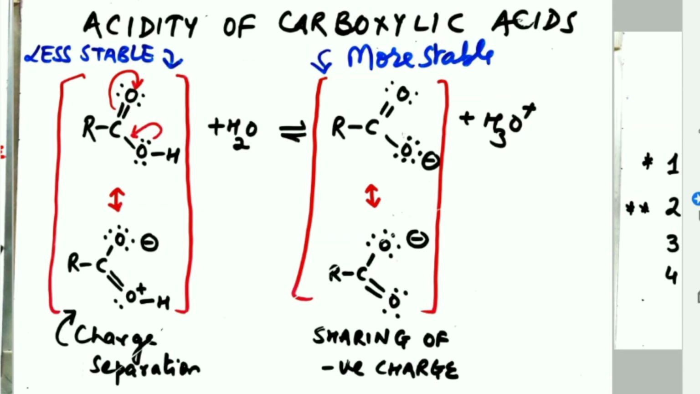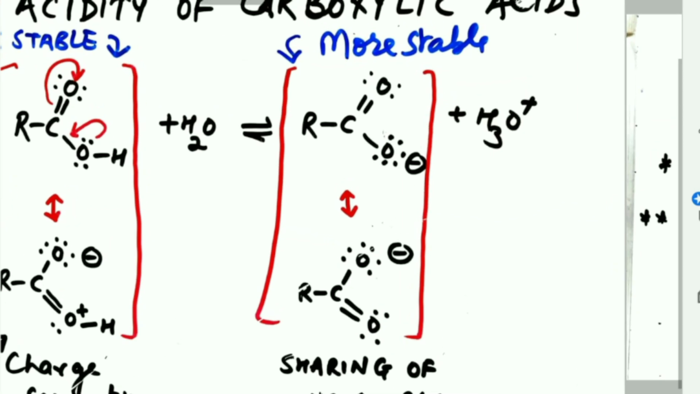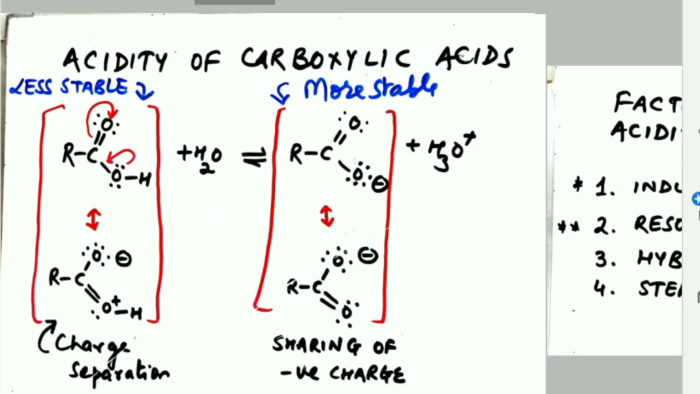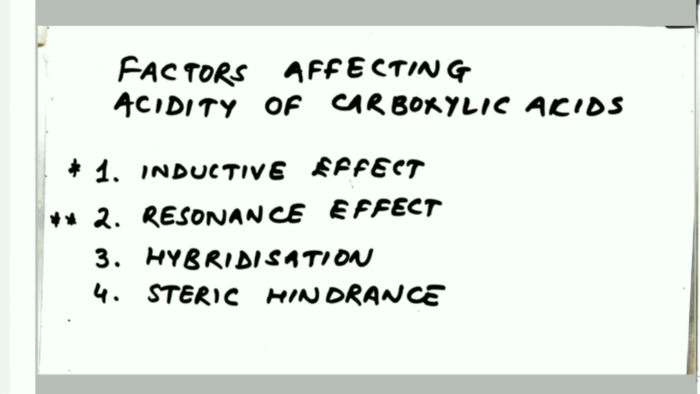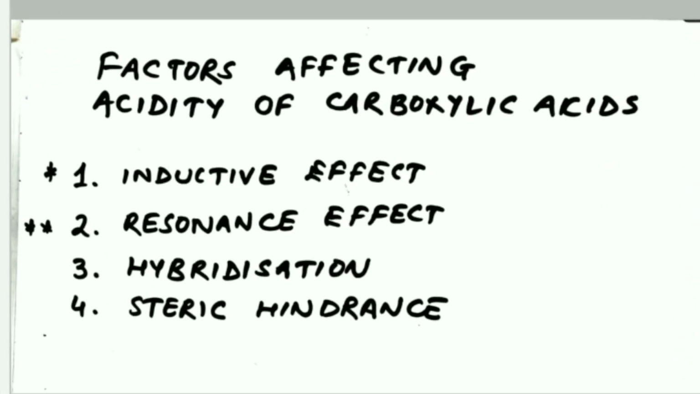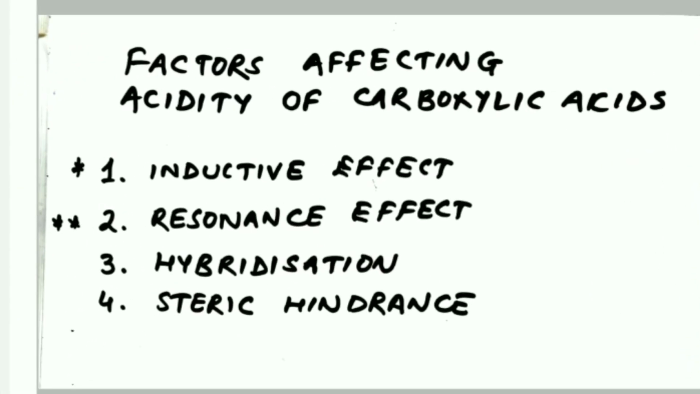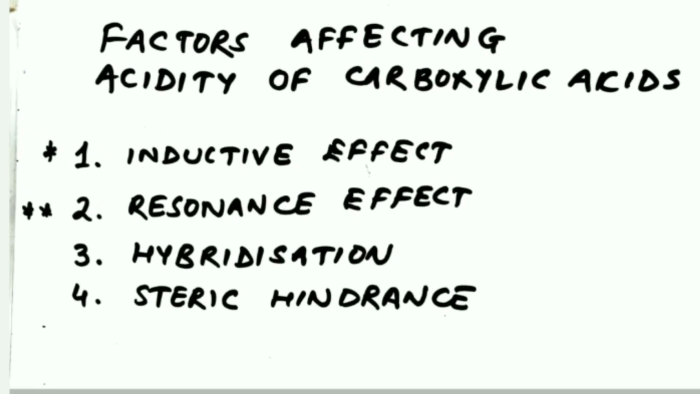Now let us see, any factor which makes the carboxylate ion more stable would make the corresponding carboxylic acid more acidic. So now let's see what are the factors that affect acidity of carboxylic acid. Number one is inductive effect, and then the resonance effect, of course the hybridization and the steric hindrance. So one by one we will focus on all these topics. Now let us discuss inductive effect.